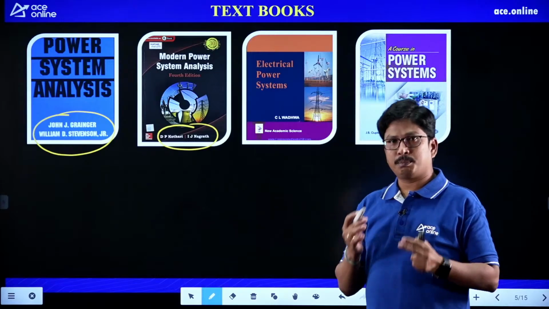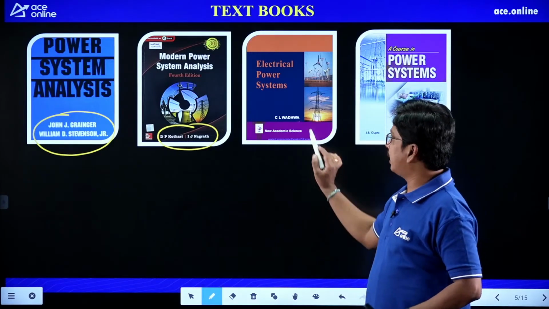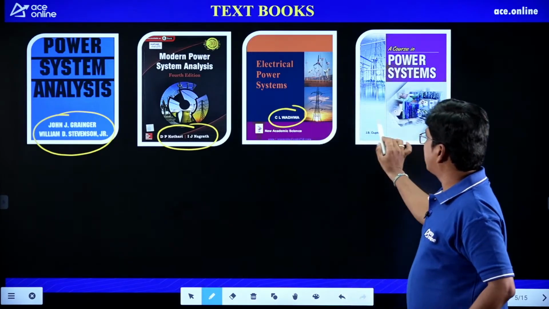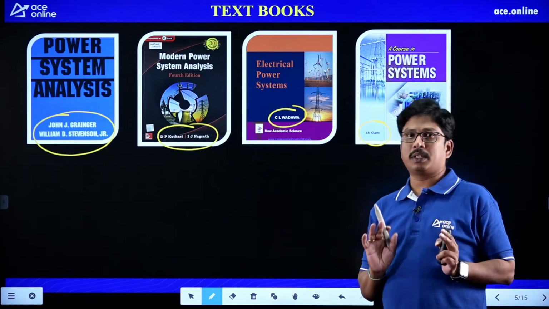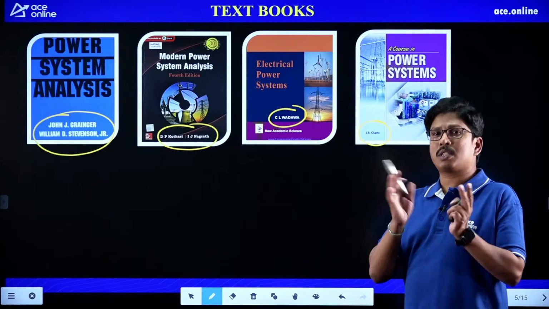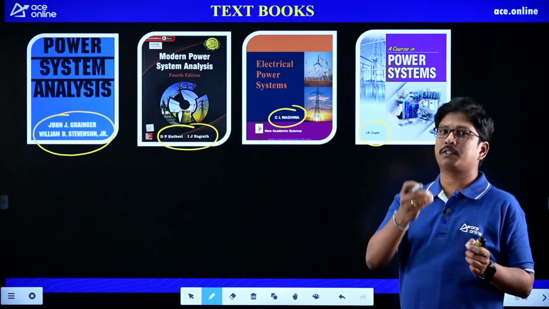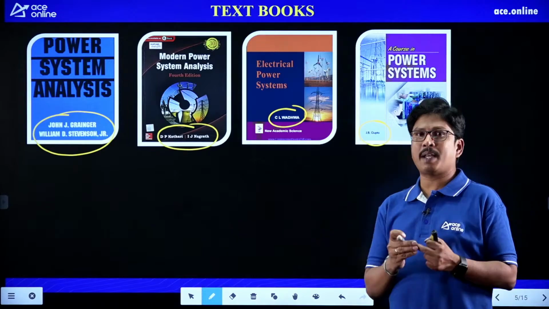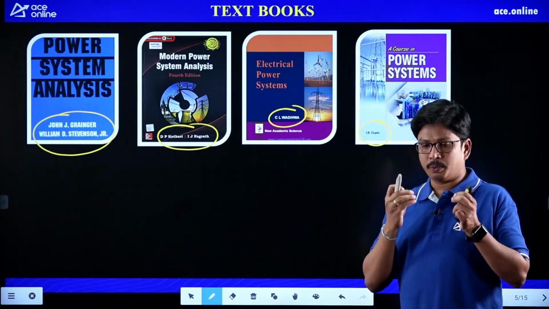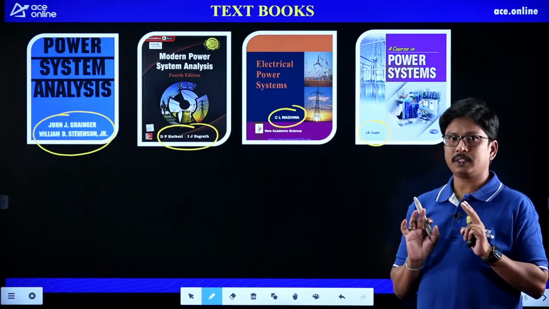And if you want to practice more questions, you can take C.L. Wadhwa and J.B. Gupta. These textbooks have some practice questions at the end, right? In most of the competitive exams, we get the questions from those questions. In most of them, right? So we cannot trust it every time, but we have to practice basically. So we have to practice all those questions, right?